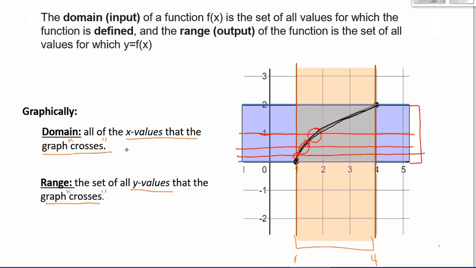So the domain is going to be the leftmost value to the rightmost, and then either parentheses or brackets. The range is the lowest going up to the highest. So this guy is vertically. This guy is horizontally.